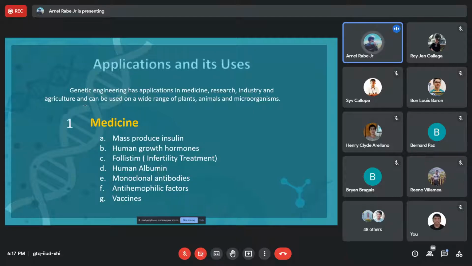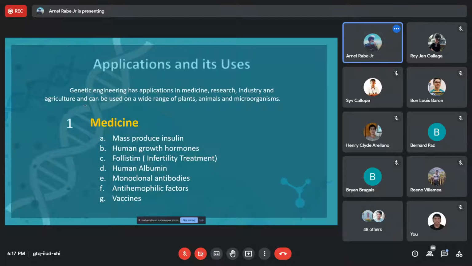Follistim, for infertility treatment. Gonal-F and Follistim contain 75 IU of FSH in each vial and are made by cloning the gene which codes for human FSH. The gene is inserted into mammalian cell cultures which then produce FSH. These drugs are given subcutaneously using a specially designed pen.